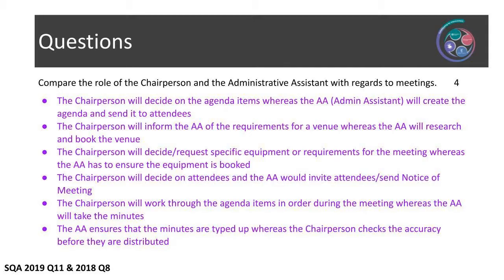The admin assistant ensures that the minutes are typed up, whereas the chairperson will go through checking the accuracy before they're distributed. And they'll also probably ask others at the next meeting to confirm that they're an accurate record of the meeting that occurred.